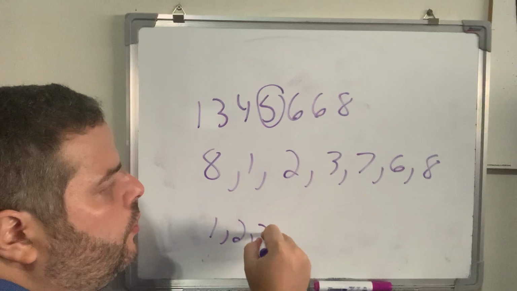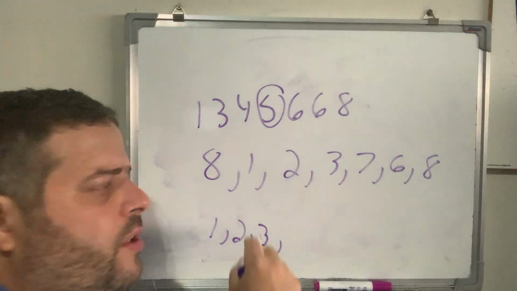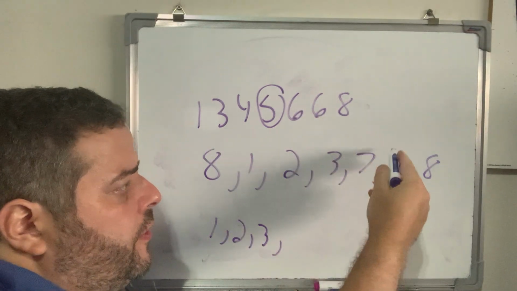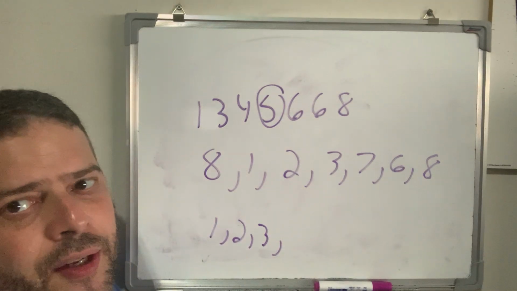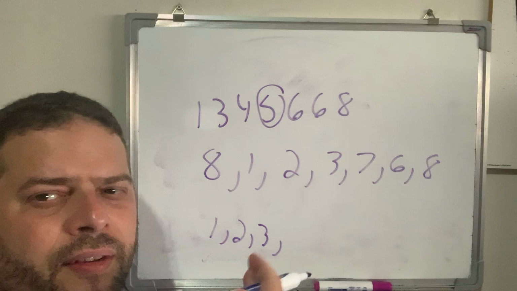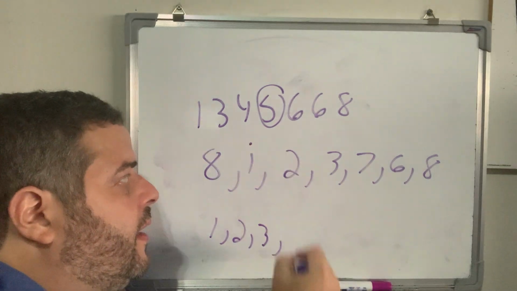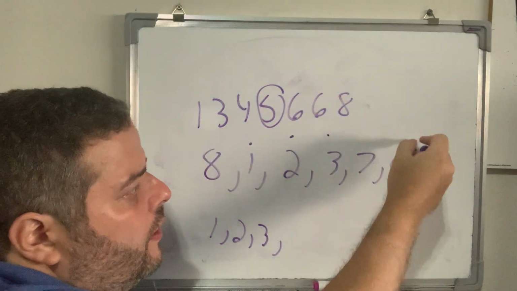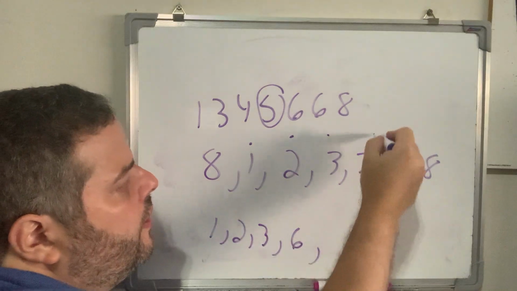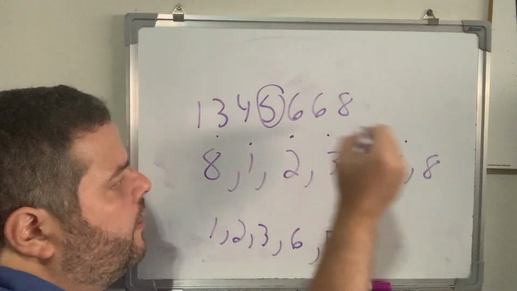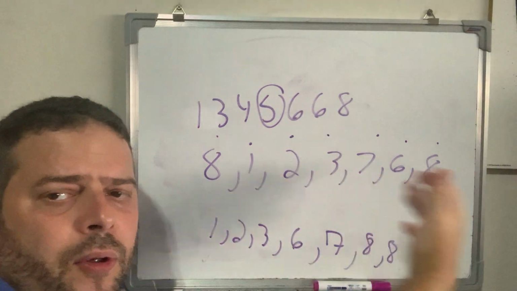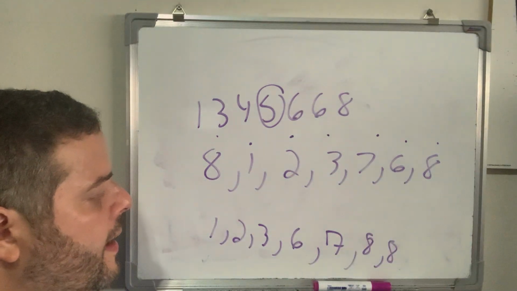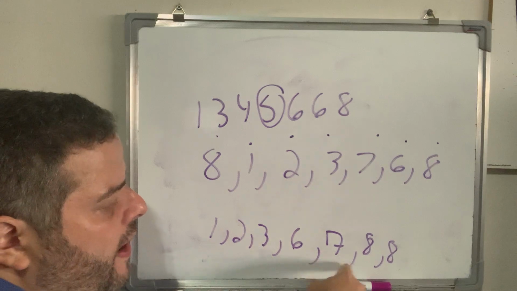1, 2, 3. And also, many students cross out the numbers that they are putting. I would not recommend crossing them out, because if you make a mistake and you have to go back, it's going to be rather difficult. If you want, you can just put a dot on top. 1, 2, 3, 6, 7, 8, 8. That way, if you have to go back, you can clearly see the numbers. Now, in this case, 1, 2, 3, 4, 5, 6, 7.